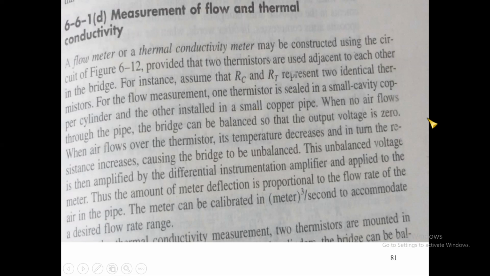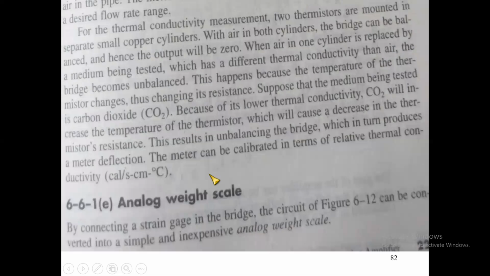0. When we make the air flow over the thermistor in the small copper pipe, its temperature decreases and in turn the resistance increases, causing the bridge to be unbalanced. This unbalanced voltage is then amplified by the differential instrumentation amplifier and applied to the meter. Thus, the amount of meter deflection is proportional to the flow rate of the air in the pipe. The meter can be calibrated in meters per second to accommodate the desired flow rate range.